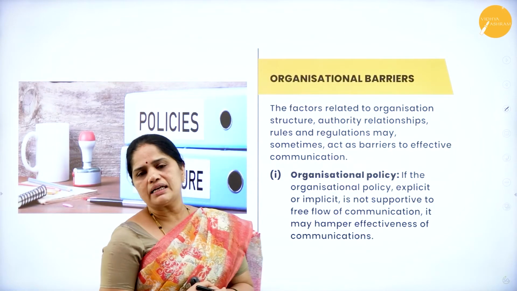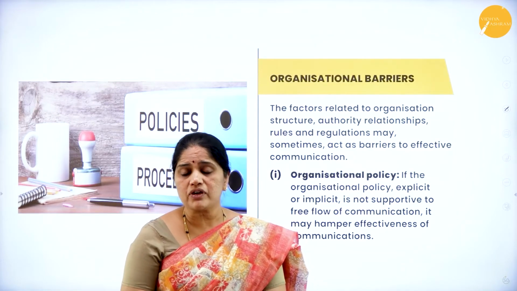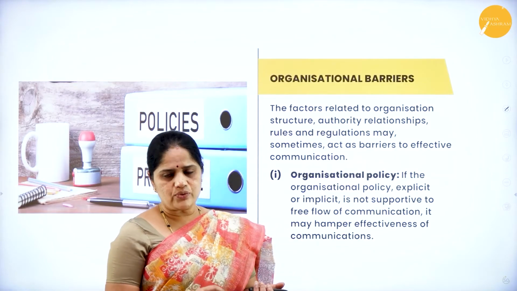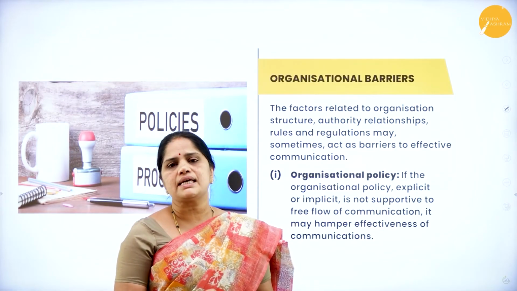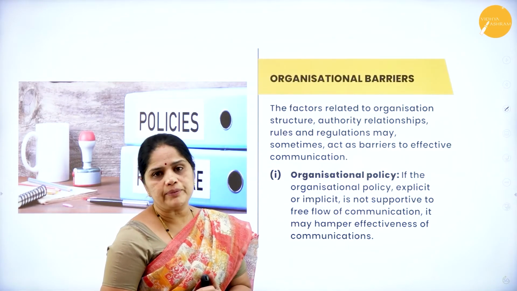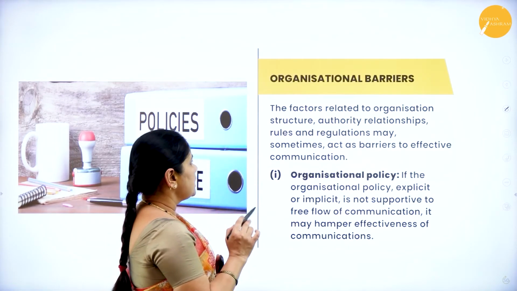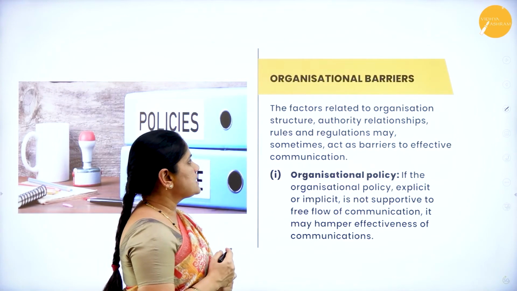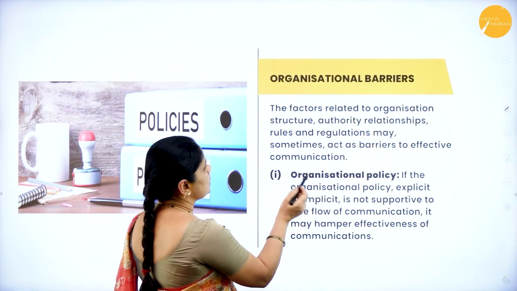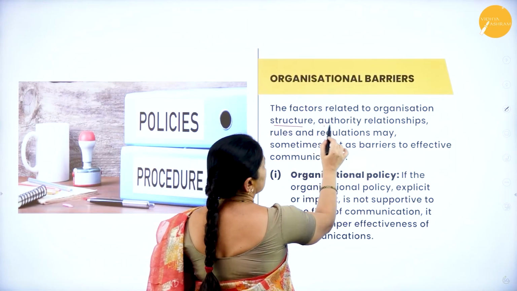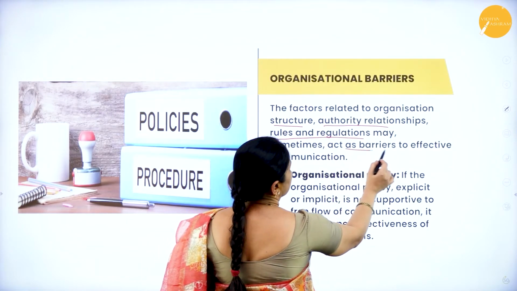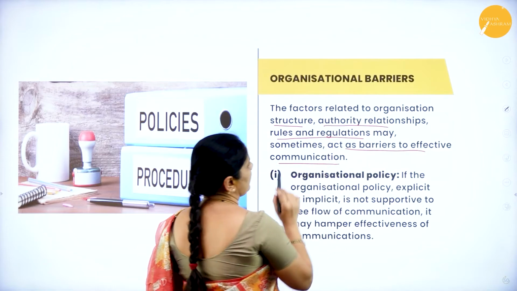We should understand that there are other types of barriers also. So far we have discussed the first one, the semantic barrier, and the second one, the psychological barrier. The next type of barriers to communication is organizational barriers. Now let us understand what an organizational barrier is. The factors related to the organization structure, authority relationships, rules and regulations may sometimes act as barriers to effective communication.